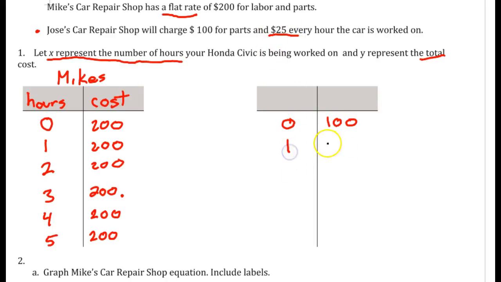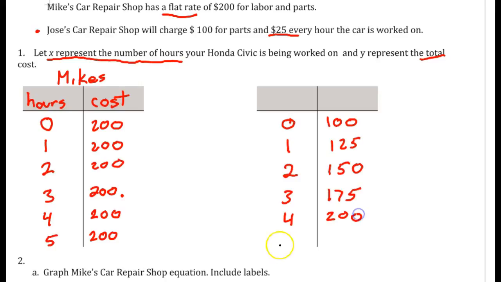So after 1 hour, it goes up 25. So we're at 125, right? And then so on. You can see it goes up to 150 after 2 hours, and you can continue that pattern. And this one is very similar to what we have been doing for a while. And when are these two going to be the same? At 4 hours. So when you're graphing this, you should see them intersect at 4, 200.